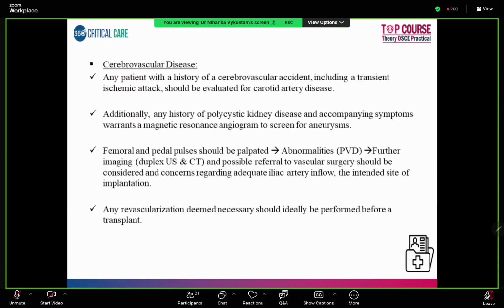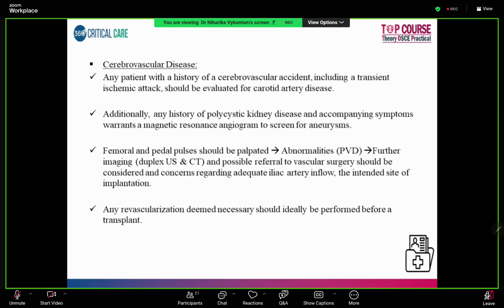Suppose the patient has a cerebrovascular disease. Any patient with a history of CVA, including transient ischemic attack, should be evaluated for carotid artery disease, because thrombosis in the major arteries can also cause thrombosis in the renal arteries. So you need to evaluate even the cerebrovascular state of this patient. Additionally, if the patient has polycystic kidney disease and accompanying symptoms, it warrants an MRI to rule out any aneurysms in the brain.